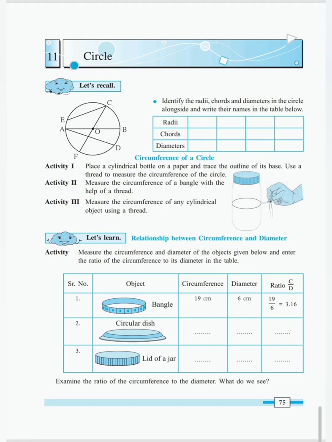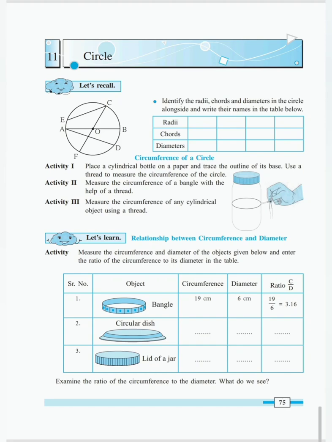Clear. Some more terms, like diameter. The diameter is the length exactly half of the circle, right from the center. The line which passes through the center is called the diameter. AB is the diameter. Also CF is the diameter. In the figure on textbook page number 75, you can see the circle figure right below the chapter name. O is the center, AB is a diameter, and CF is also a diameter.